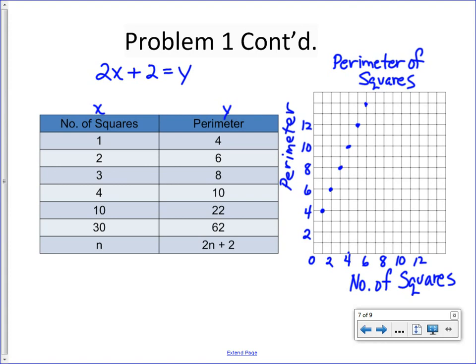And there you see, we want to connect our dots in a straight line, and we'll put an arrow to show that this will continue. All right. Any questions? Please ask in class.